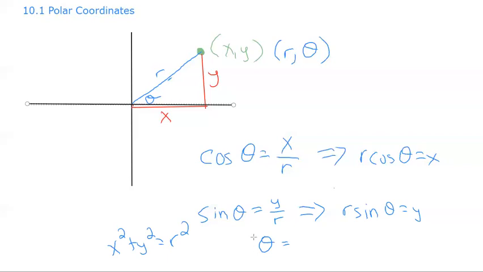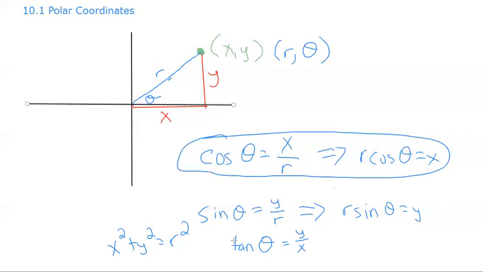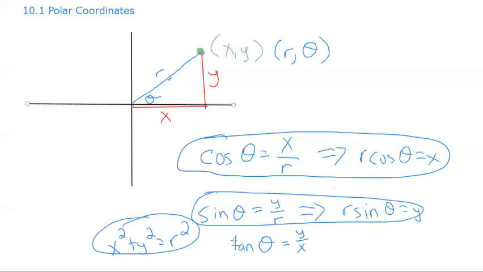I'm going to put something here in a second, right in front, which is going to equal opposite over adjacent. Now, what is opposite over adjacent? We know that as tangent. So we got this, we got this, we got this, and we got this. So put these into your toolbox as we go through this section.